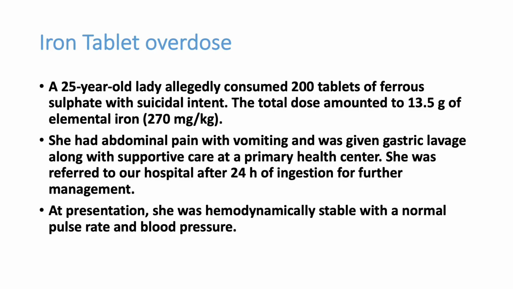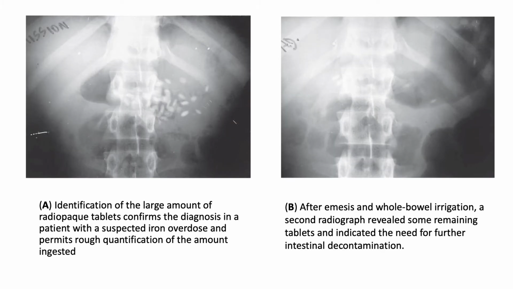We'll see the next case. A 25-year-old lady consumed 200 tablets of iron, ferrous sulfate. So that's a very high dose, but we'll see what type of investigations are required in this patient. The patient is hemodynamically stable, so we could take an X-ray abdomen. You can see lots of radiopaque tablets in the abdomen. It is a classical picture when we take iron tablets.